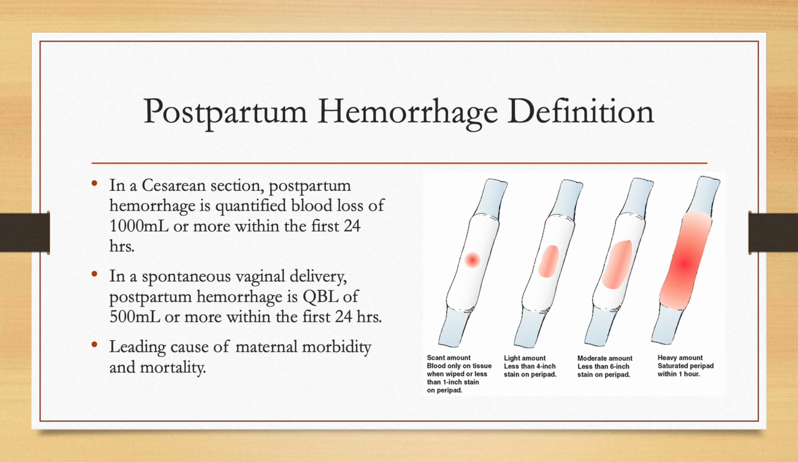So by definition, postpartum hemorrhage is blood loss or quantified blood loss of 1,000 mLs or more within the first 24 hours, not at the time of delivery. It's not just in the immediate postpartum setting. In a spontaneous vaginal delivery, it's more than 500 mLs of blood loss or QBL within the first 24 hours. Please note that postpartum hemorrhage is the leading cause of maternal morbidity and mortality in the United States.